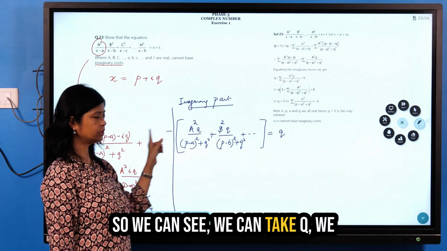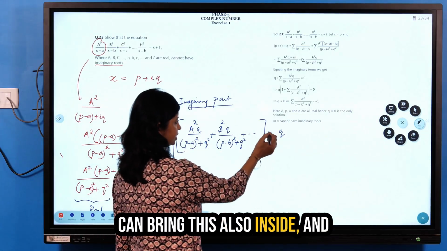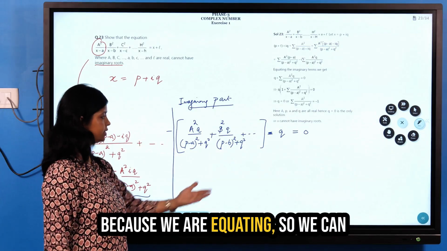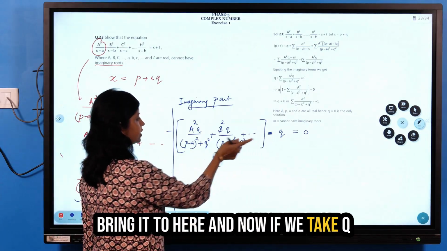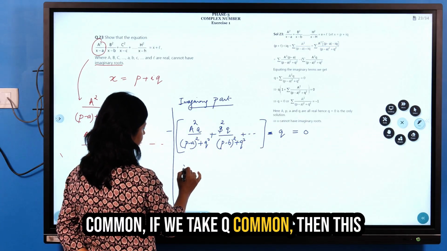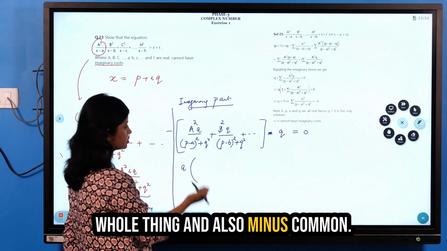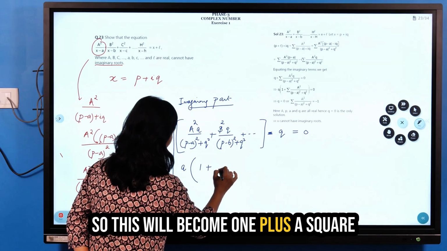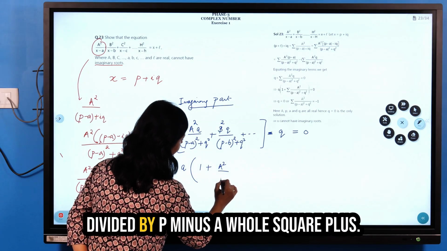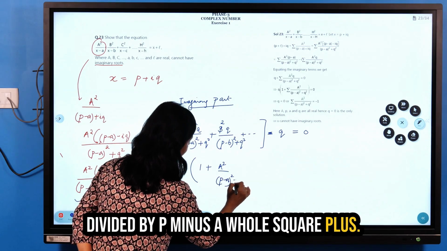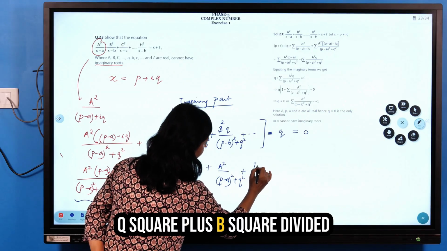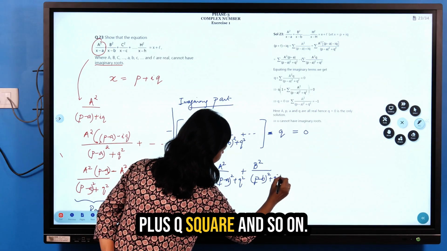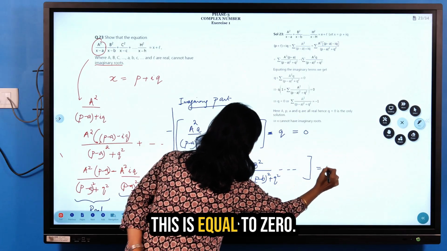So we can bring this also inside and say this is equal to 0, because we are equating. Now if we take q common, and also the minus common, this will become q times 1 plus a square divided by p minus a whole square plus q square, plus b square divided by p minus b whole square plus q square, and so on. This is equal to 0.